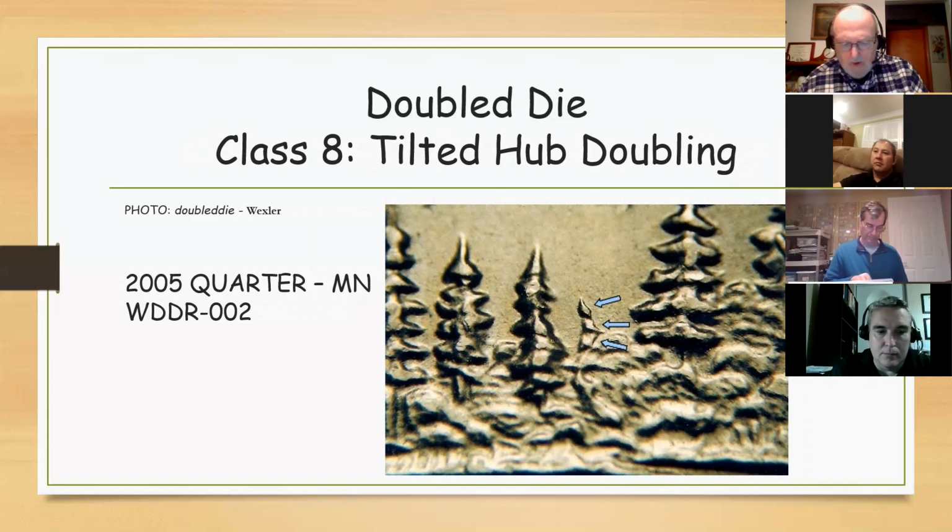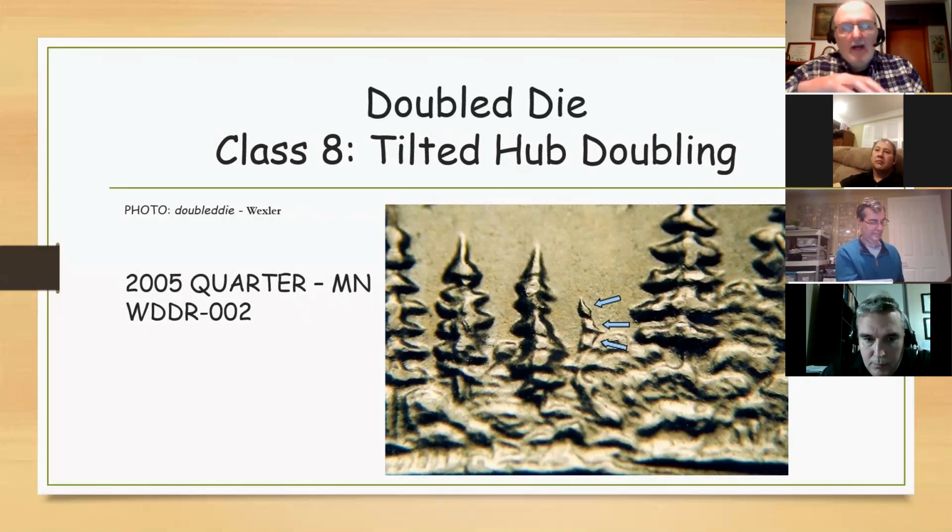But what happened around that third complete tree to the right of the state outline is the target area for the double dies produced on these quarters. Once again, the hub most likely resisted moving back into the normal vertical alignment at the start of the hubbing and snapped back into the alignment as hubbing is progressing.